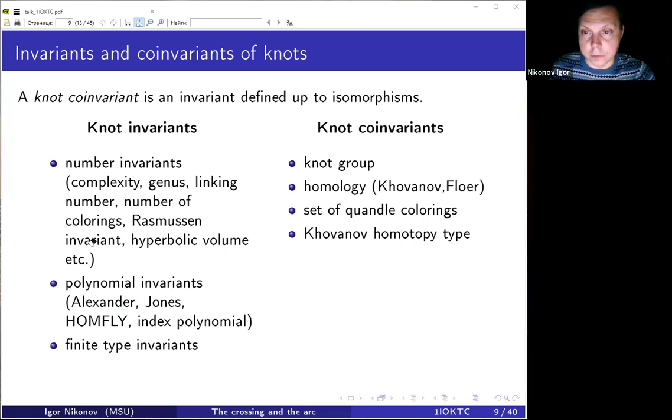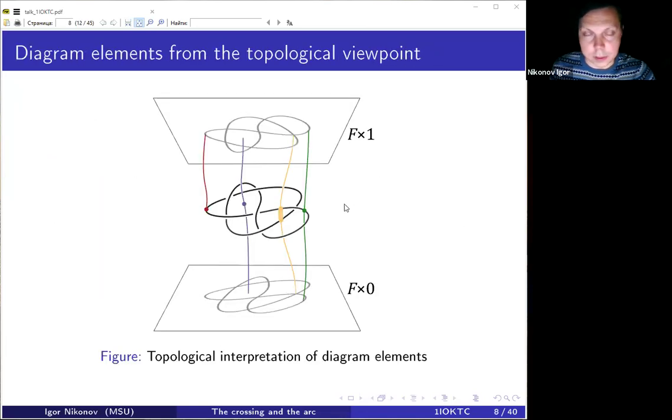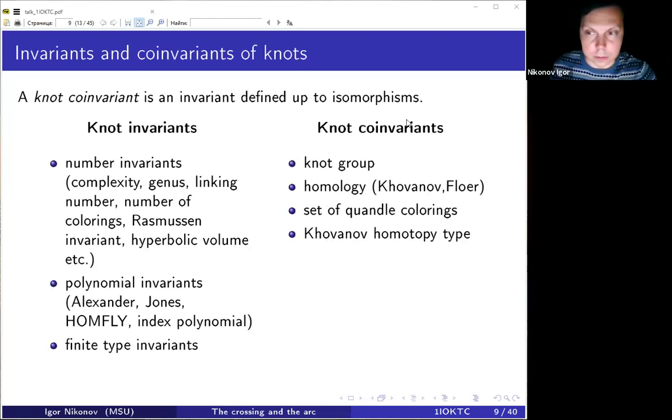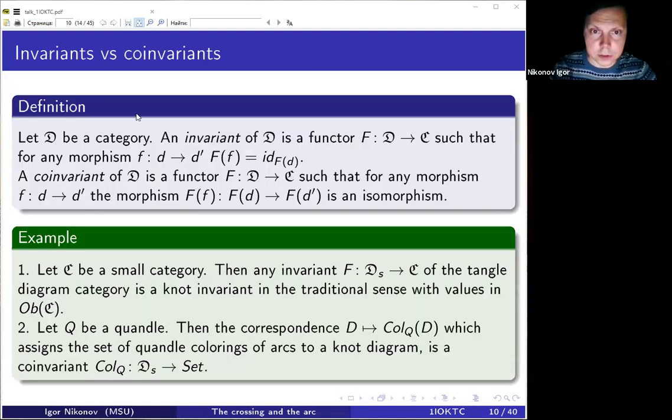So, in fact, what you can see here, the isotopy classes of these curves, of these paths, are universal co-invariants of arcs and crossings and so on. So let us pass to formal definitions. A formal definition of the difference between invariants and co-invariants can be formulated as follows.